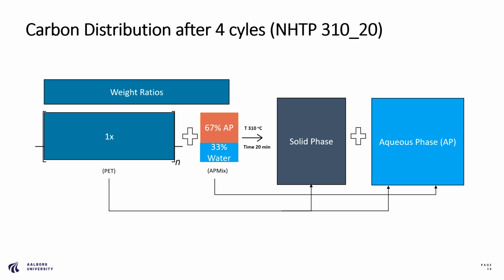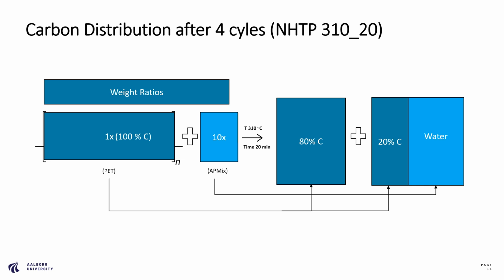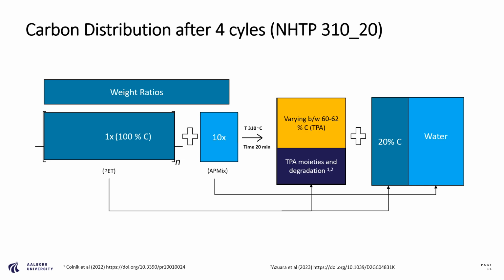In the fourth cycle, as you can see, we are using the AP mixture here. The carbon distribution between solids and aqueous phase remains consistent with the earlier cycle. We observe that approximately 80% of the carbon from PET ends up in solids and 20% is found in the aqueous phase. Of the 80% carbon in the solid phase, TPA varies between 60 to 62%, while of the 20% of the carbon in the aqueous phase, EG varies from 35 to 40%. This indicates that the PET depolymerizes to consistent TPA recovery in the solid phase, while EG also remains stable in the aqueous phase.